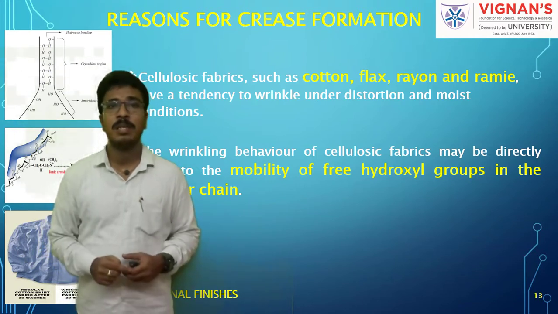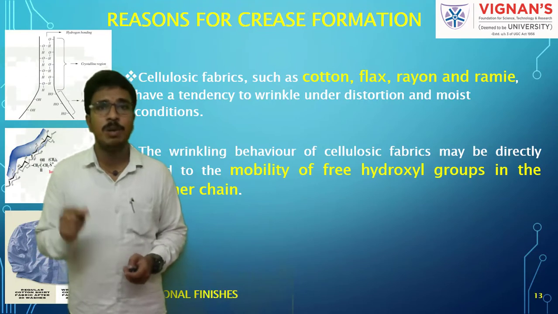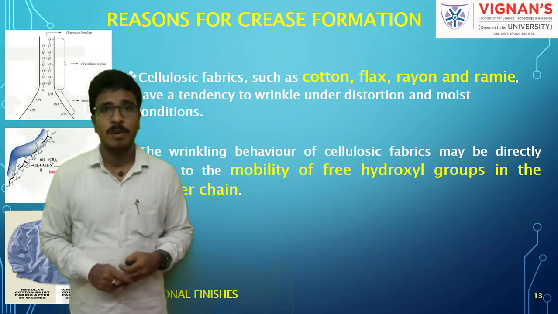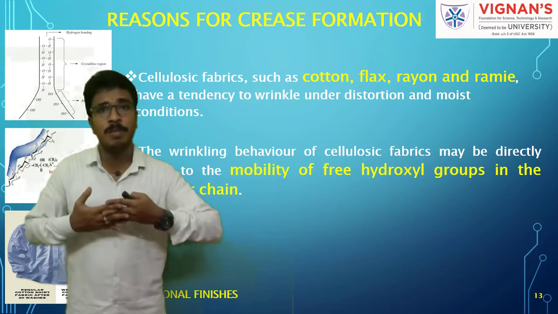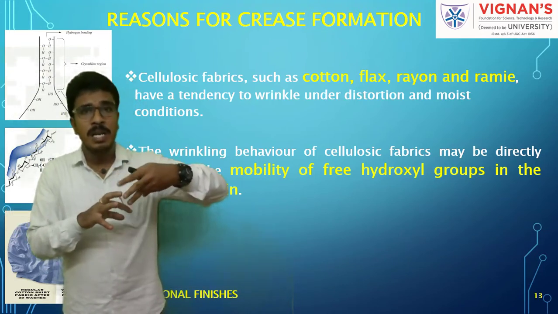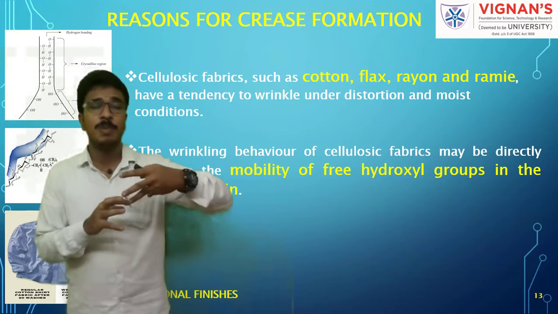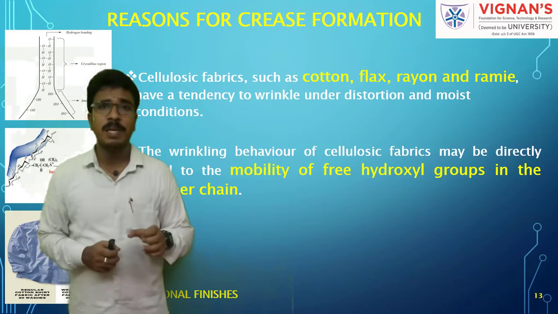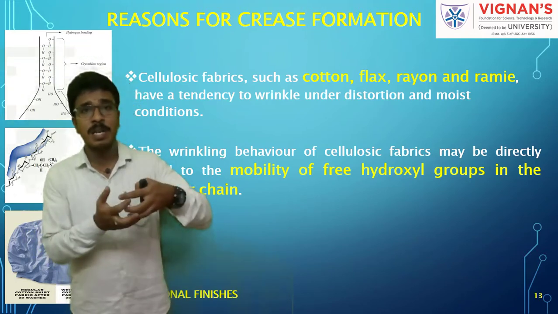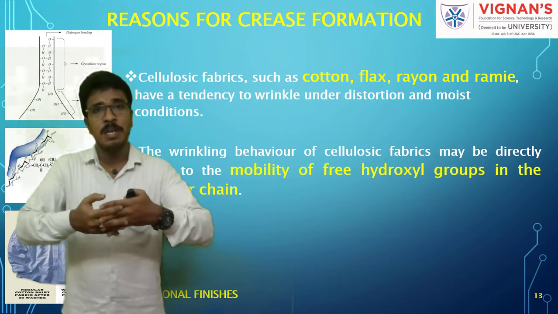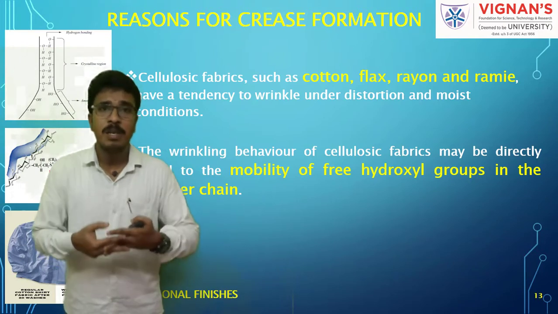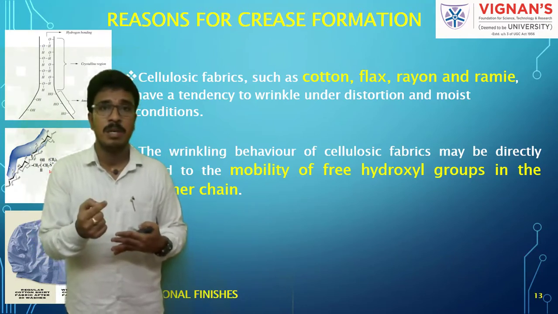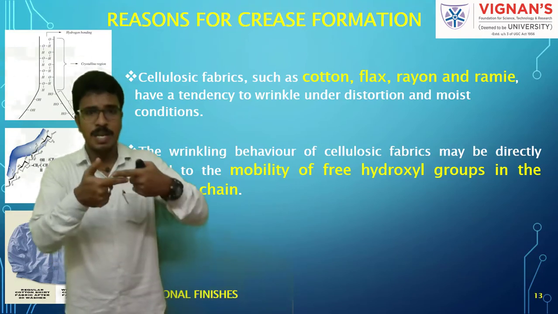All of you make a note of it. This is a very important thing you need to understand: mobility of free hydroxyl groups in the polymeric chain. In the previous slides we discussed that in crystalline regions we have close packing of polymeric chains. In the amorphous region we have an irregular, disordered arrangement of polymeric chains. Both in amorphous and crystalline regions there will be hydroxyl groups. In crystalline regions, because of close packing, these hydroxyl groups are not free. Why? Because between one hydroxyl group and another, there is a hydrogen bond, which is very strong because they are very close.